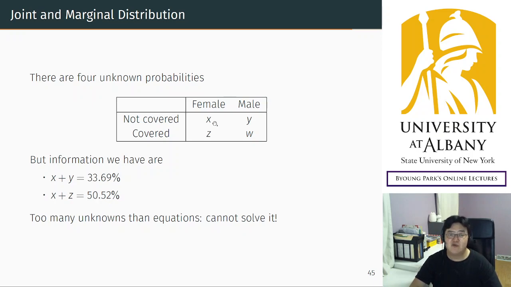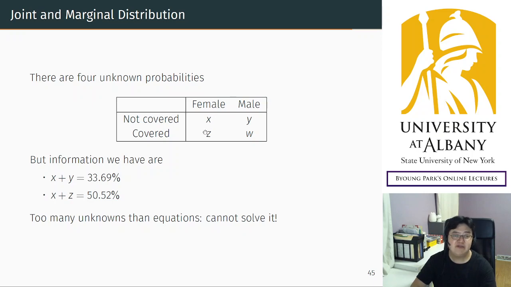And then, of course, if you know x plus y is 33%, z plus w will be easy to calculate. It's 100% minus 33%. So the probability of not covered is 33%. So then automatically, the probability of the covered is 66%, right? So z plus w is implied by this equation. Mathematically, they are the same.